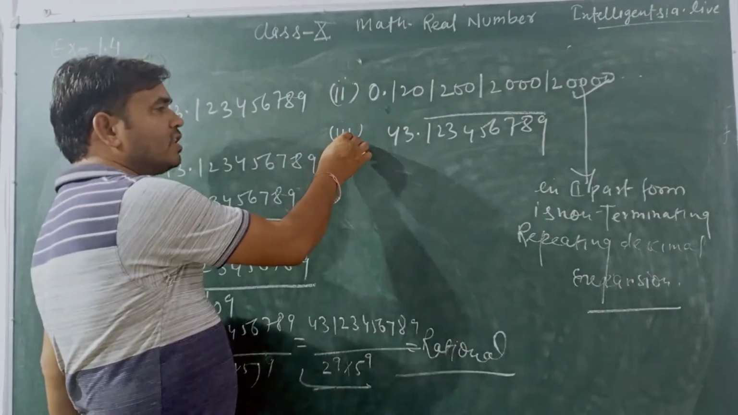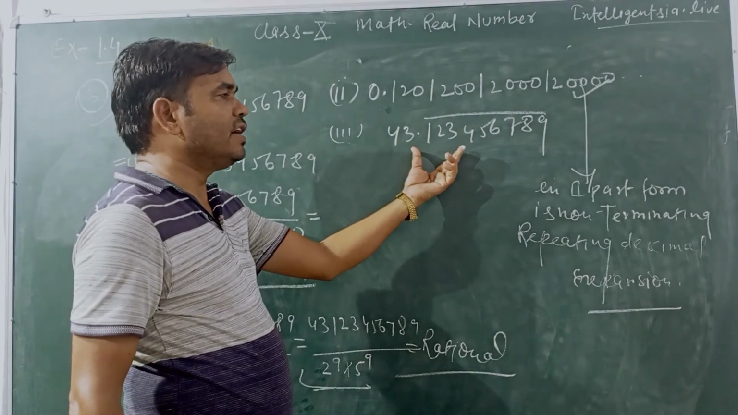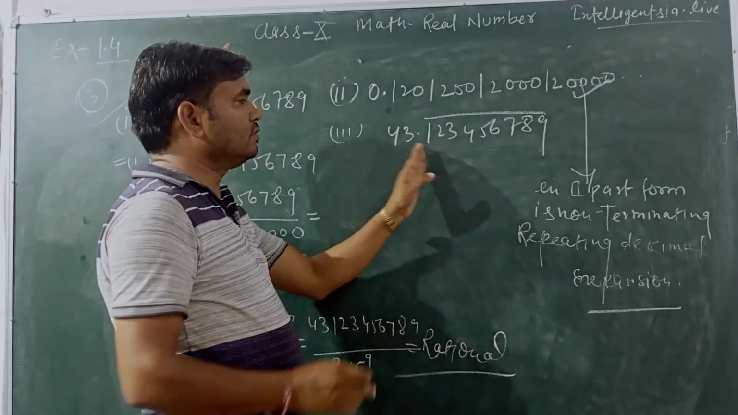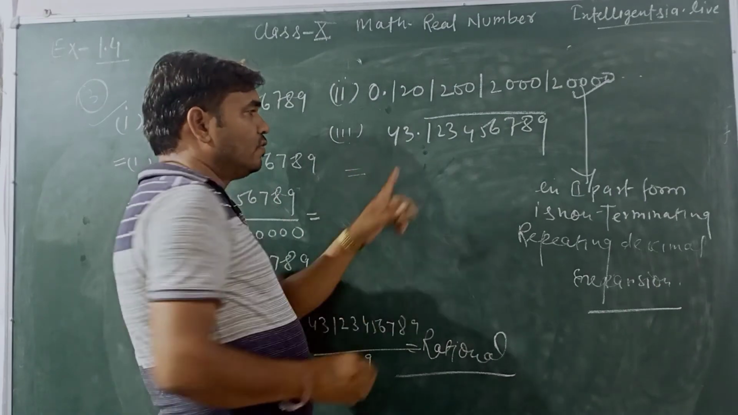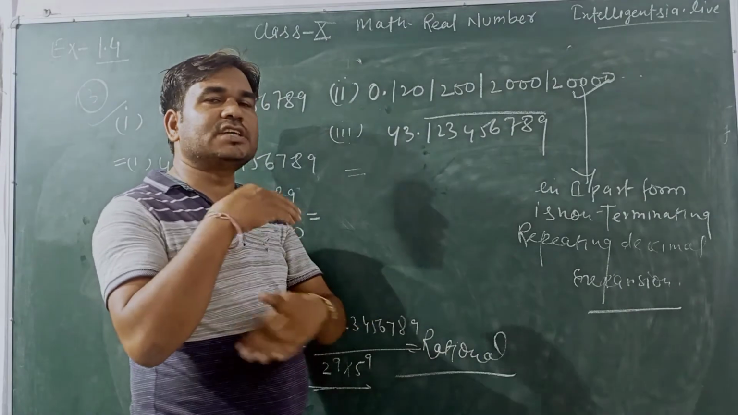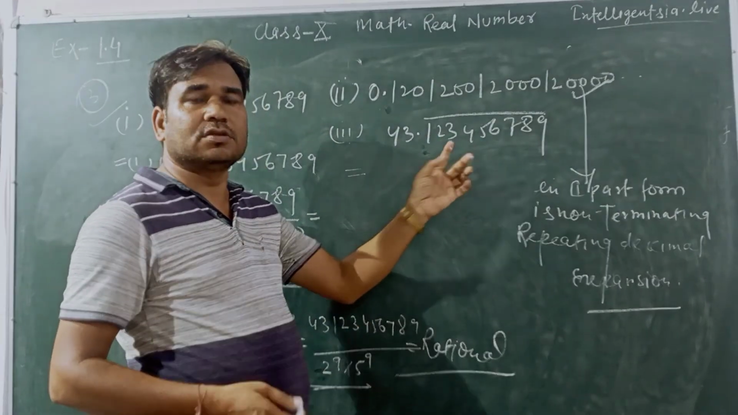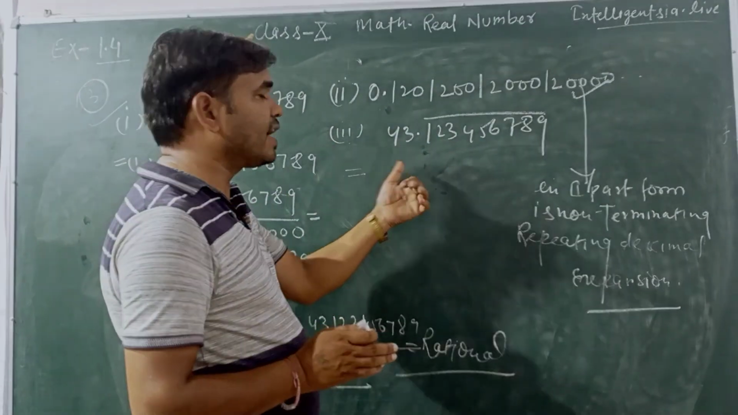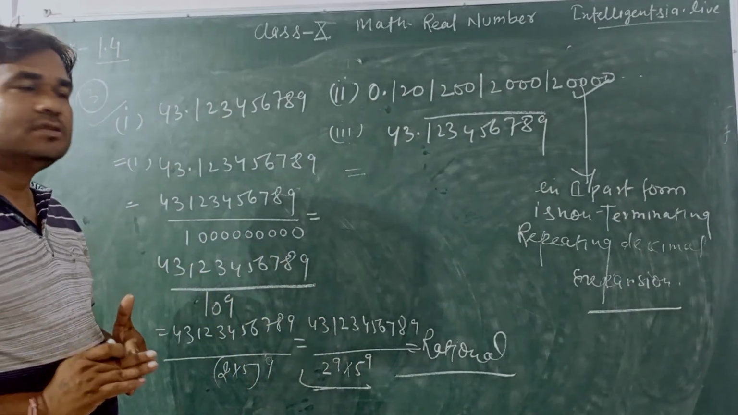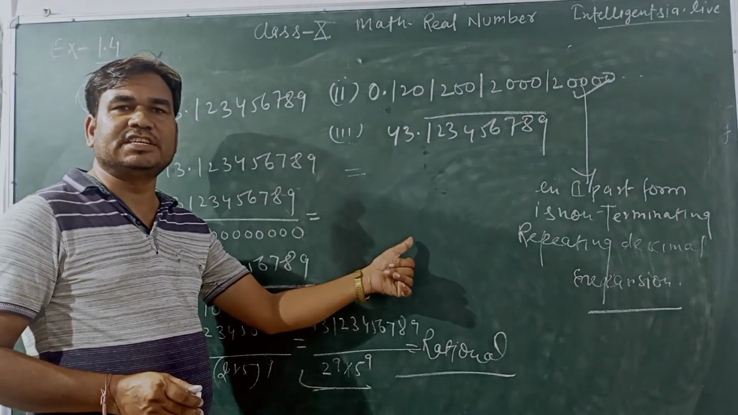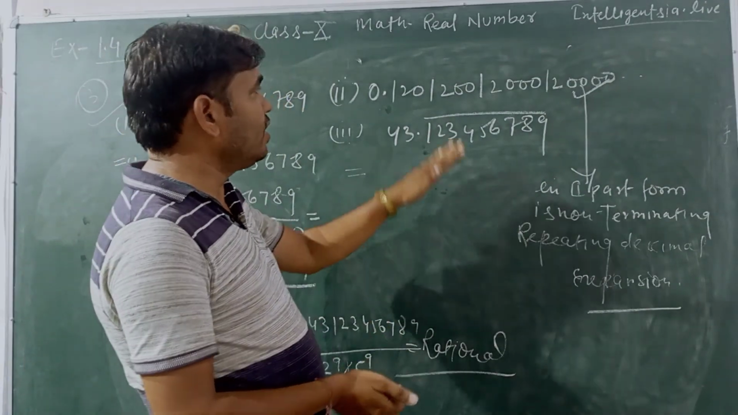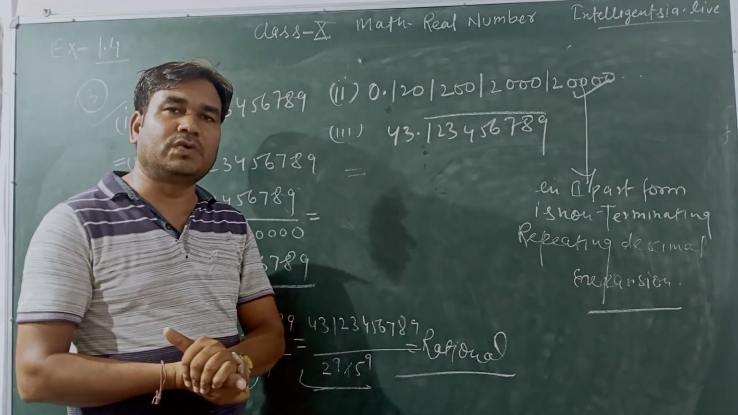Now we talk about the third part, students. So the third part you see, this is the form 123456789. This is again repeating. So this also cannot be written in the form of a terminating decimal. So we cannot write it again. So that is the end of exercise 1.4, students.